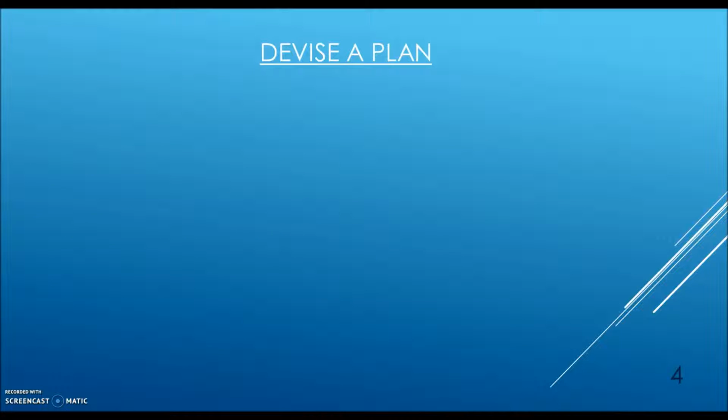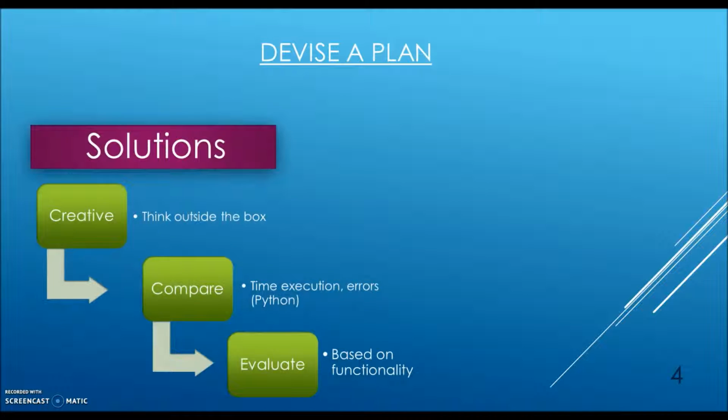Within our plan, we thought it was important that we came up with a few different solutions so that we could effectively compare each solution and come up with the best possible one. To devise our solutions, we made sure that we were creative and thought outside the box. We compared each solution for its pros and cons and used programs that we had written in Python to test them. And we evaluated each solution 100% to make sure that we'd made the best decision.